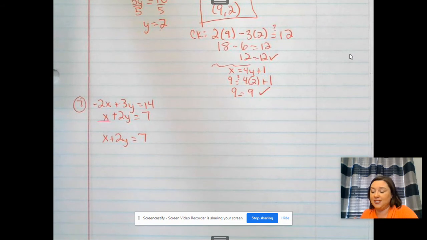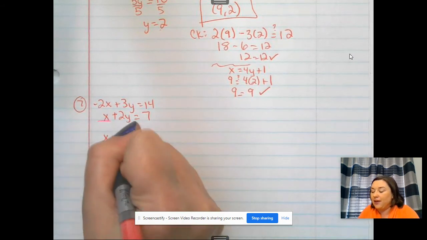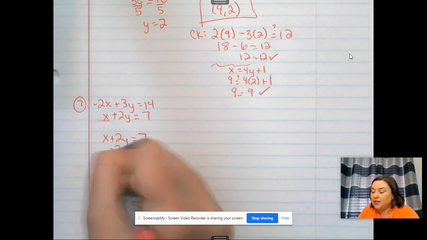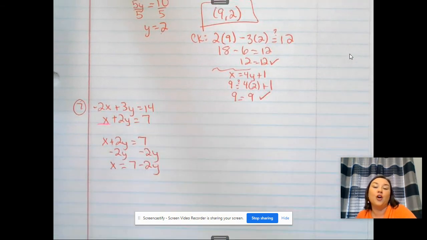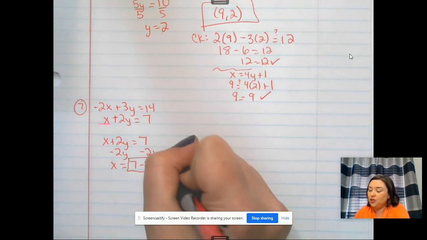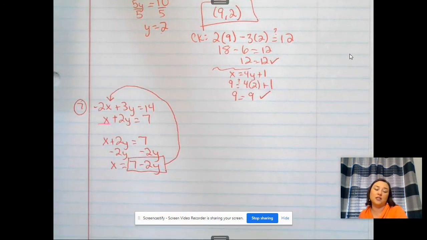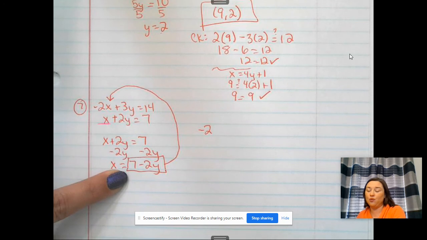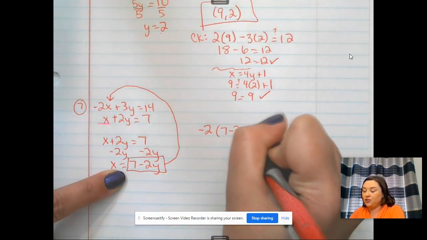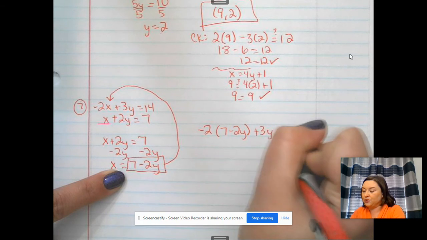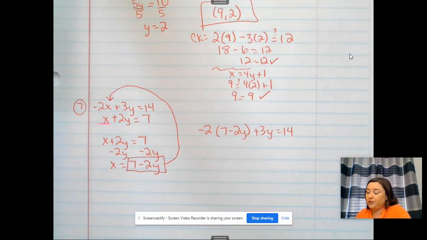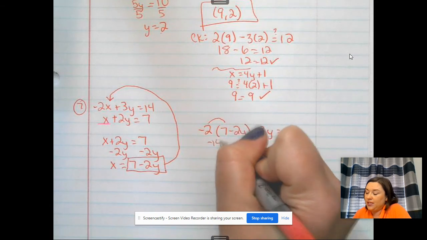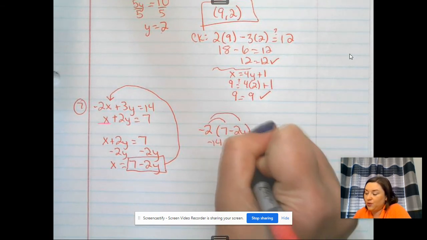So I'm going to rewrite this problem. And I'm trying to get x by itself. So it adds 2y. The opposite of that would be subtracting 2y. So x equals 7 minus 2y. Once you have what one of the letters is equal to, you can take what it's equal to and substitute it into the opposite equation. You cannot substitute into the same one because we just solved for that letter. So negative 2, but instead of x, I'm going to put what x is equal to in parentheses. 7 minus 2y, plus 3y equals 14. I then distribute. Negative 2 times 7 is negative 14. Negative 2 times negative 2y is positive 4y.